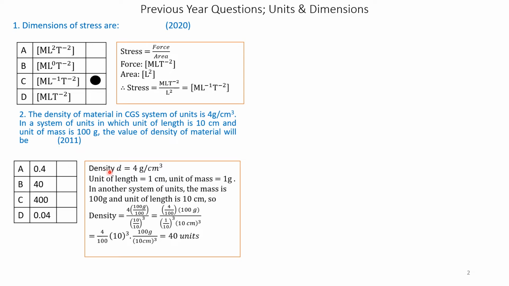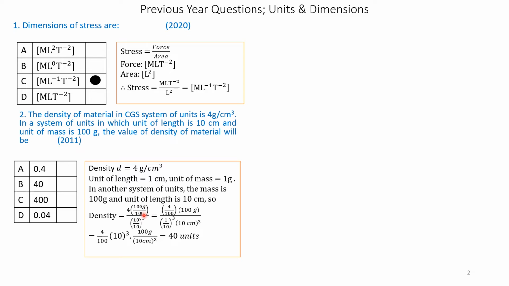We know density D is given as 4 grams per centimeter cube. So unit of length in this is 1 centimeter and unit of mass is 1 gram. This is the given system. In another system, the mass is 100 grams and unit of length is 10 centimeter. That is also given. Now we have to redefine the density. So therefore density is equal to 4 into 100 gram. G is there. G we have to substitute in another system. That is 100 gram divided by 100. That is kg.